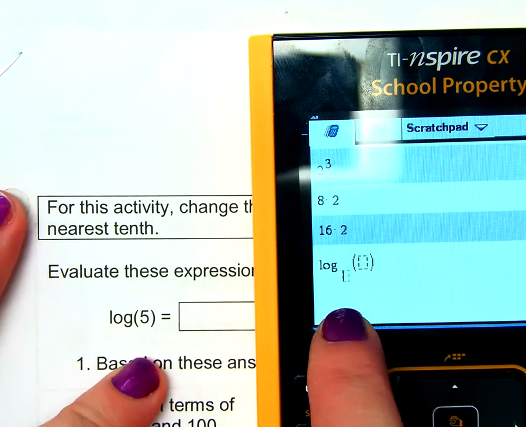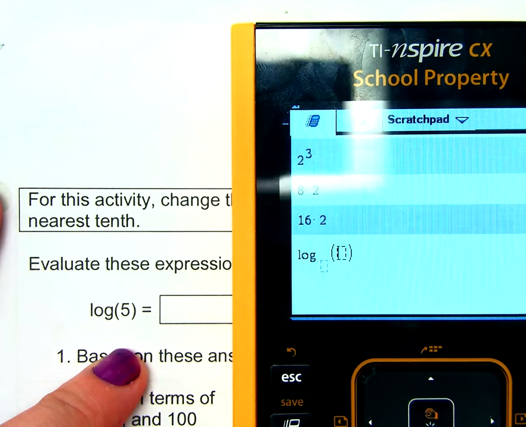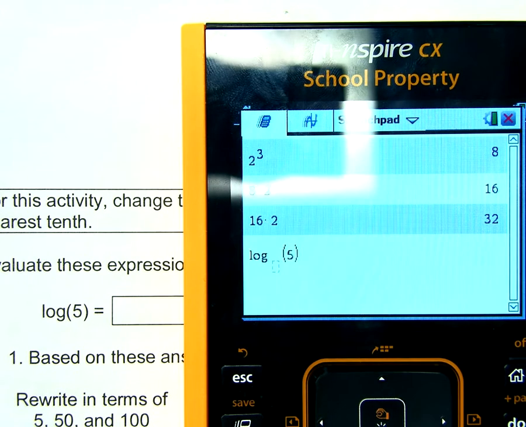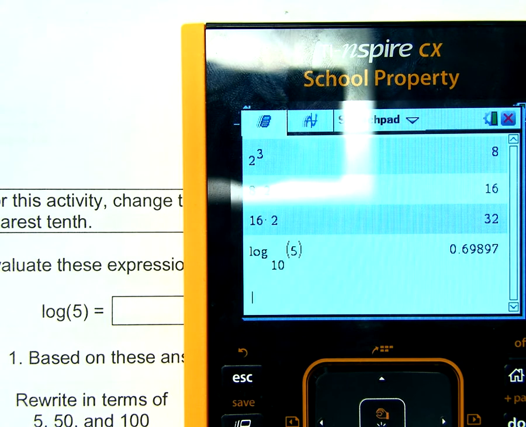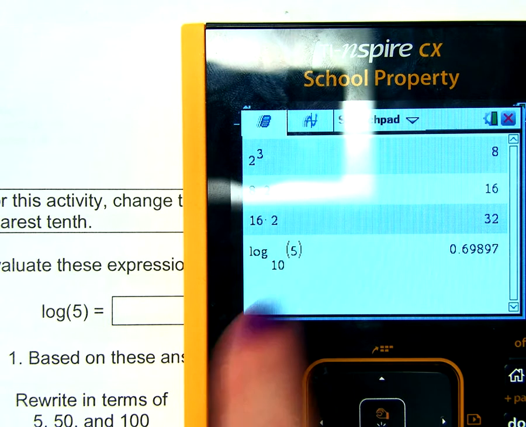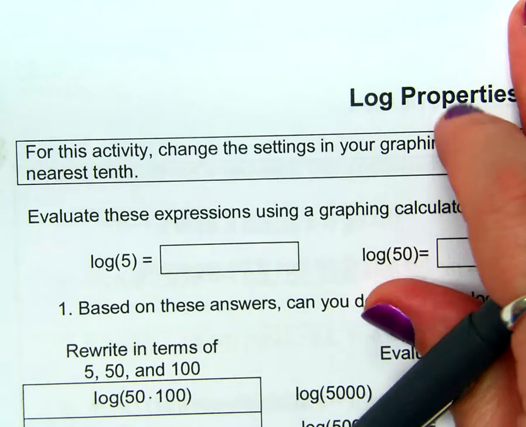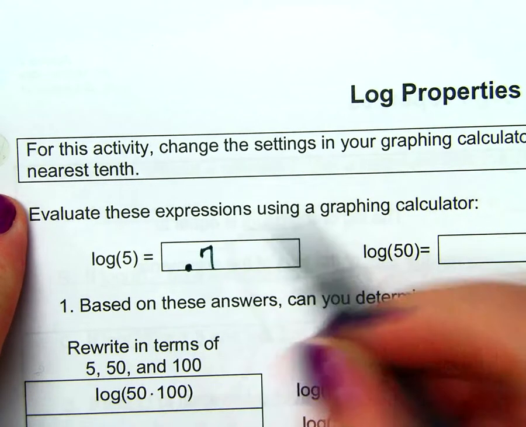But here's the cool thing about how smart these calculators are. I'm going to skip the base, and I'm just going to put log of 5. Did I put anything for the base? But watch what the calculator does when I press enter. I didn't put anything for the base, did I? No, it knows that log base 10 is the common log. So if all I put is log of 5, it knows I'm talking about base 10. So what is log 5? 0.7, again because it asked us to round to the nearest tenth. So 0.7.